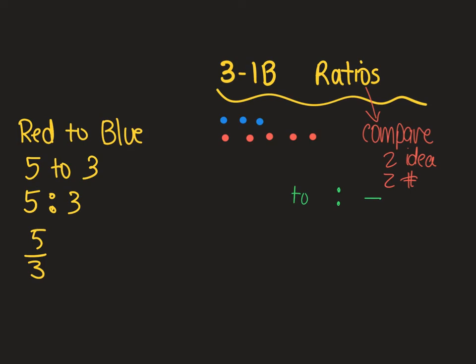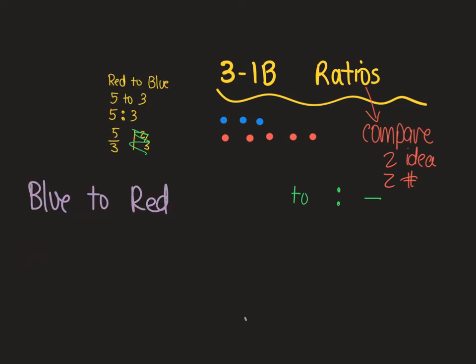We actually say them with our mouth the same way. 5 to 3. We don't say 5/3 and we don't make it mixed. Why? Because we want to say that there are 5 reds and 3 blues. If I said that it was 1 2/3, then I'm not comparing two numbers anymore. So we don't want to do mixed numbers. It's okay to leave them improper.